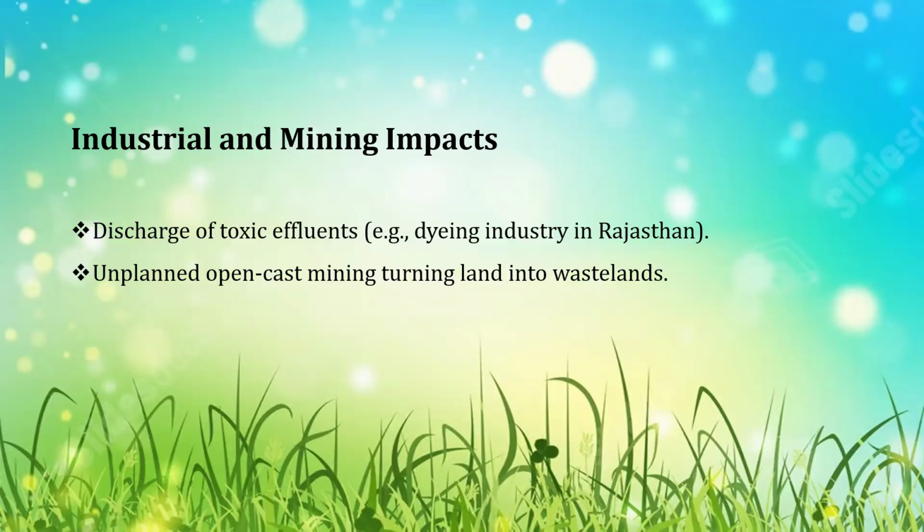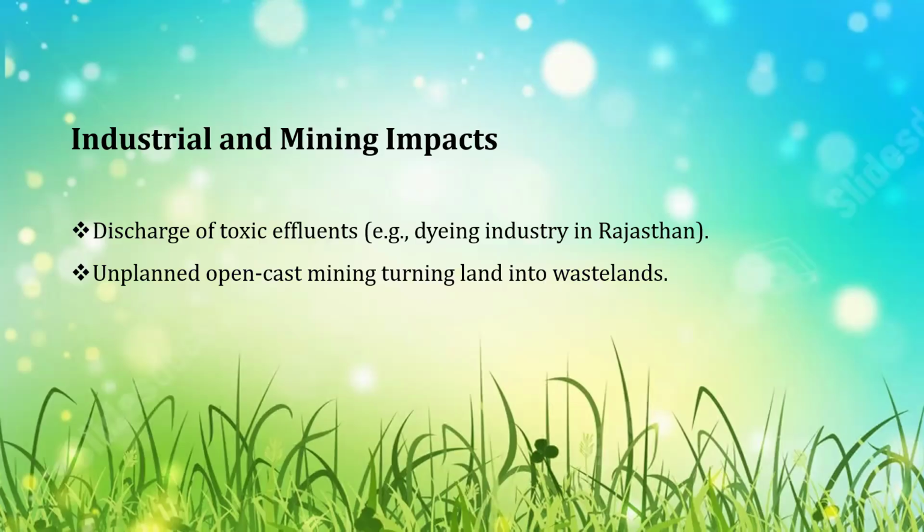Industries often use massive amounts of water for processing materials. This water becomes contaminated with chemicals and heavy metals and becomes effluent. The main issue is when these toxic liquids are released into nearby rivers, lakes, or groundwater without proper treatment, they poison the water supply.